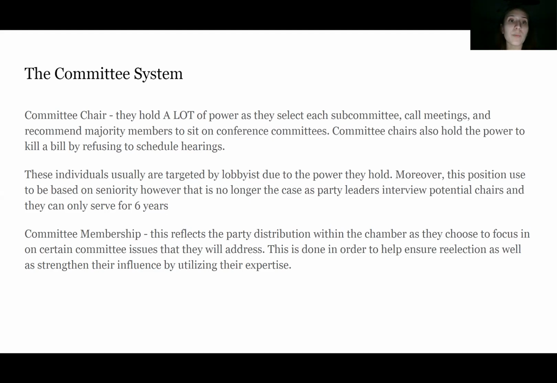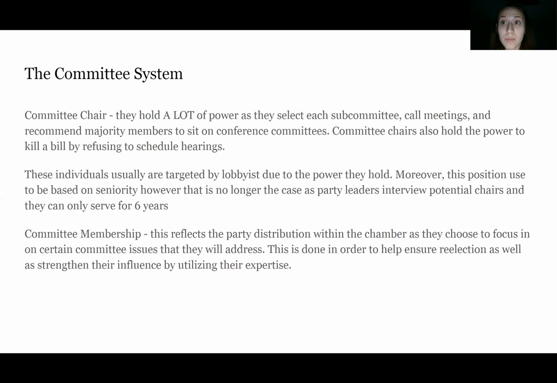Committee chairs hold the power to kill a bill by refusing to schedule hearings. That is a big deal. So if you're not on good terms with the committee chair and you're not being able to work with them, they're not going to schedule you on the meetings, which means your bill will not become passed. So they hold a lot of power. Please keep that in mind. Yes, I said that they're targeted by lobbyists due to the power they hold.